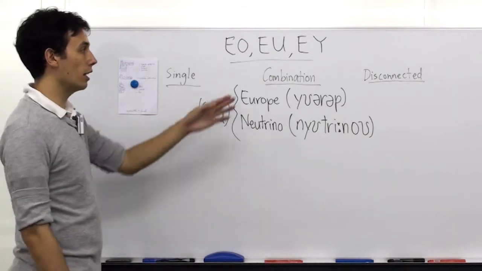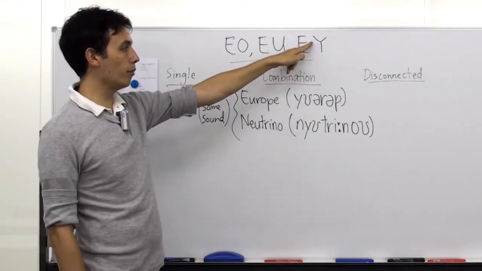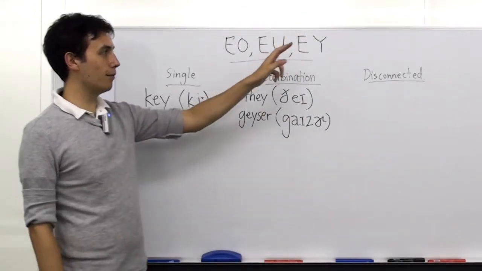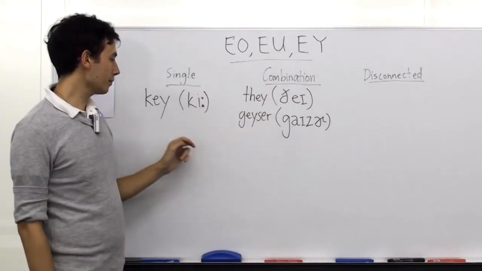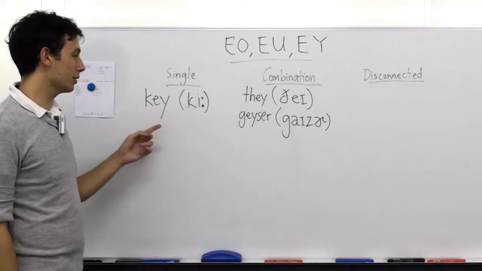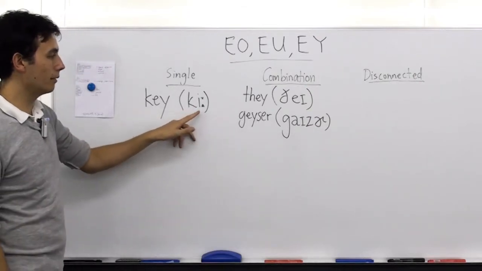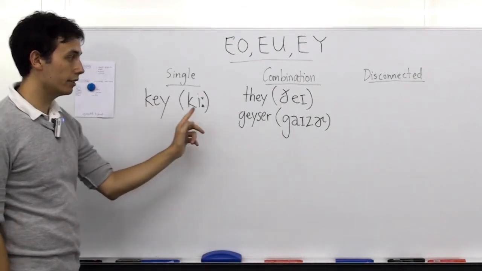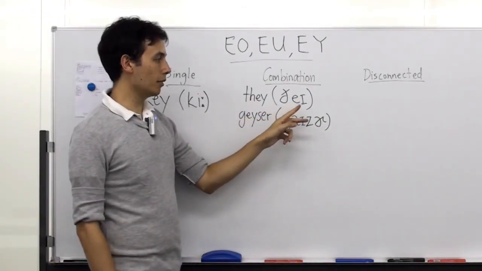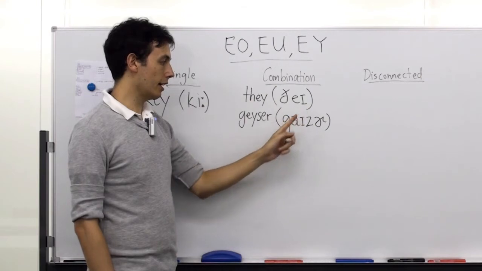Simple. So the last one we're going to look at is EY. For EY, we have three possible sounds. They're fairly simple, so let's go straight into it. Here we just have the E sound, key. For the diphthongs, we have A and I.